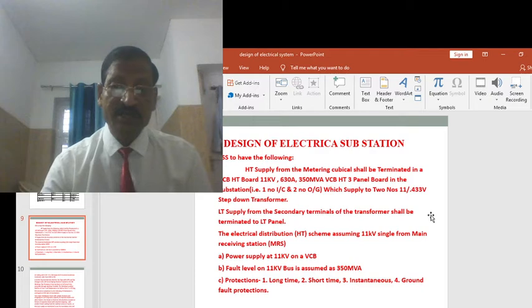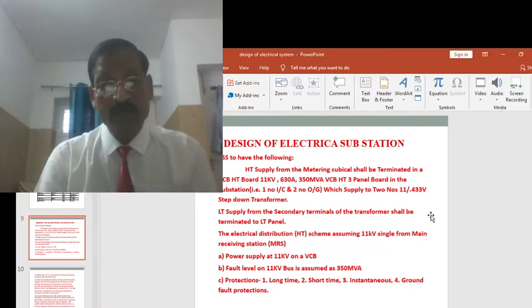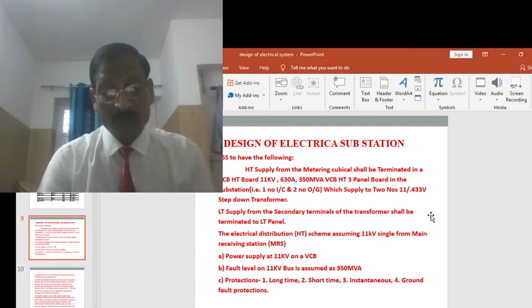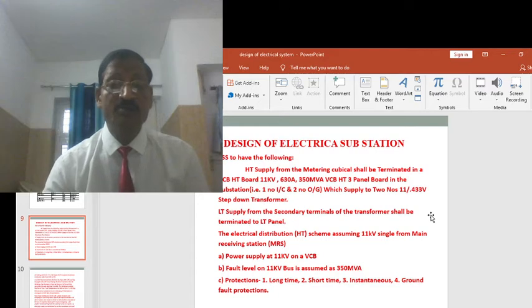LT supply from the secondary terminal of the transformer shall be terminated to the LT panel. In the electrical distribution scheme, assume 11 kV single supply from the main receiving station. Power supply at 11 kV on a VCB. Fault level on the 11 kV bus is assumed to be 350 MVA. Protections: certain protections are required on the panels, like long time protection, short time protection, instantaneous protection, and ground fault protection.